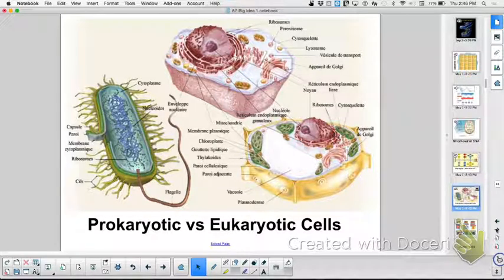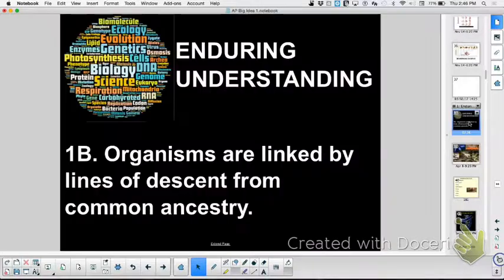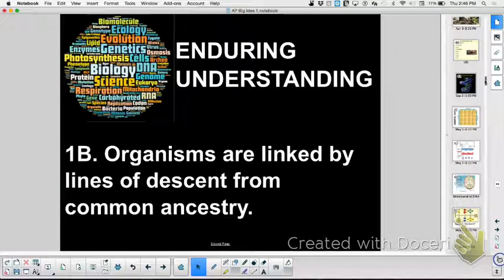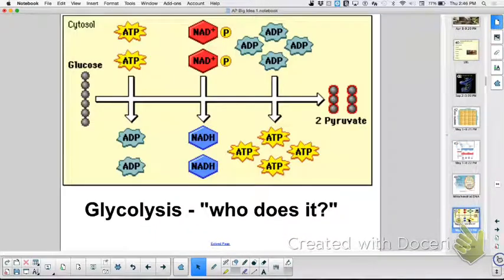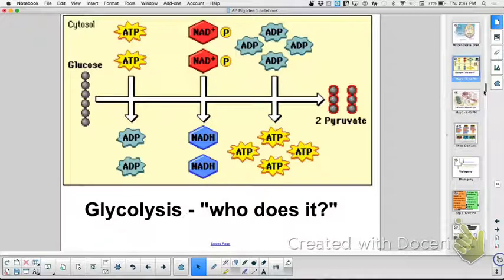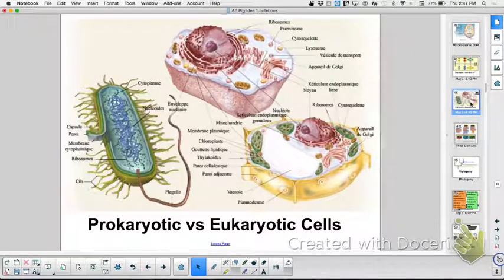The other thing I wanted to say on that is keep going back to our big idea here. Okay, so look right here. Organisms are linked together by lines of descent from common ancestry. So we can see that commonality in the central dogma. We can see that commonality in glycolysis, right? And then here's another way. If you're going to go outside, let's compare the different types of cells. And I believe it is youngest. Go ahead, compare and contrast.